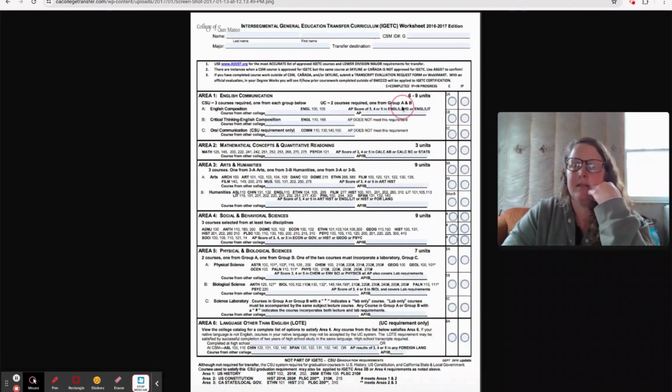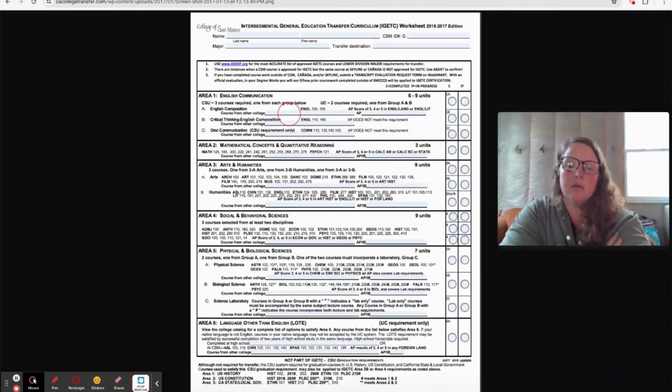So this is 6 to 9 units when it's completed. And if your AP covers it, a 3-unit course would be completed at that point, which is really cool. I didn't have the option of taking AP classes in high school, but my daughter is, and it's pretty cool. And so anyways, what you would do is this sheet right here says College of San Mateo.